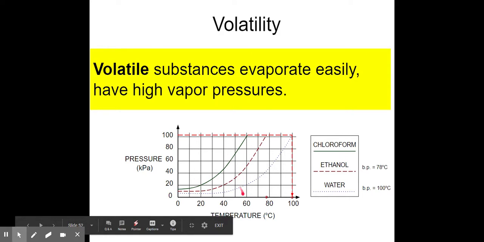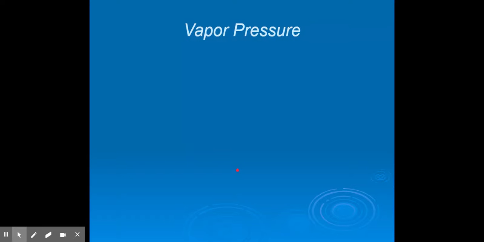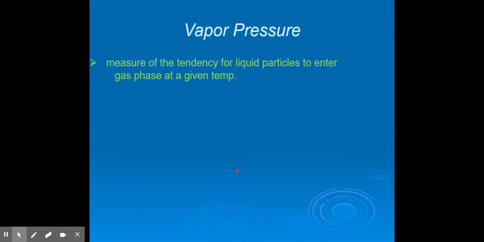So you can tell a volatile substance because it's going to be higher up on the pressure chart for Table H for you guys. Real quickly, because I have been talking quickly, but some people like this slide for whatever reason. Vapor pressure, remember, is the tendency of a liquid's particles to enter the gas phase at whatever temperature it's at.